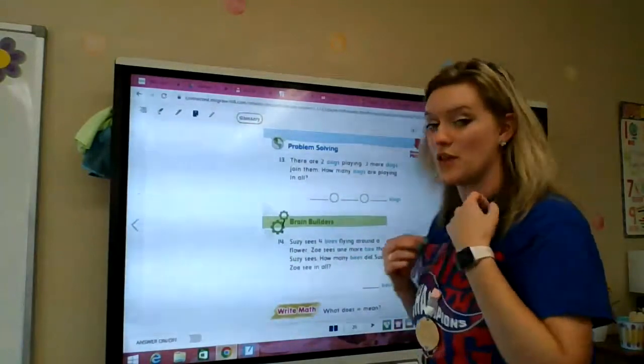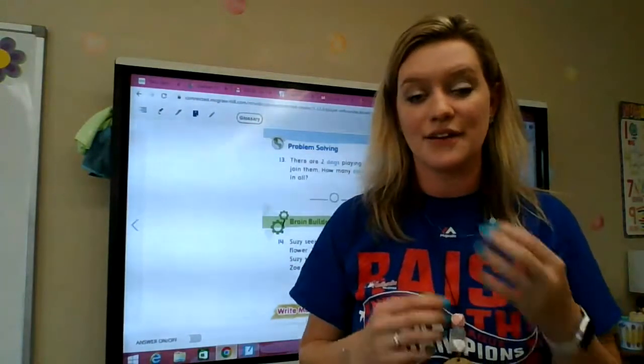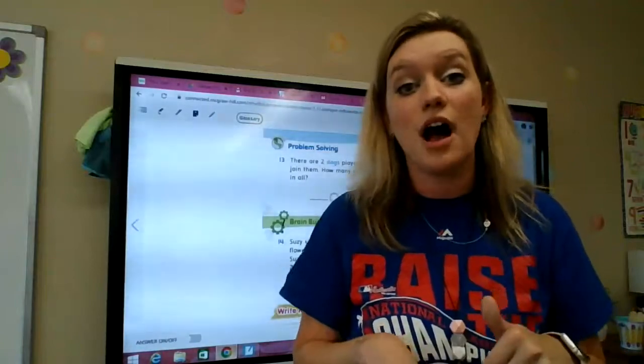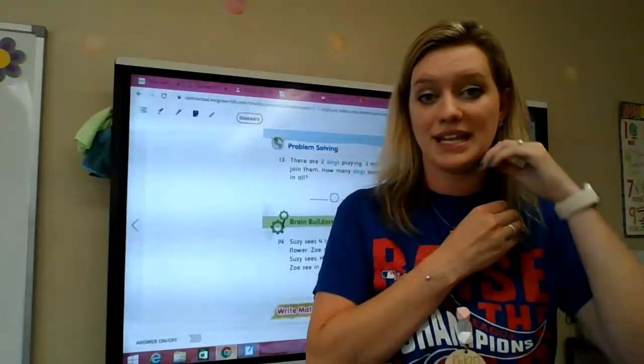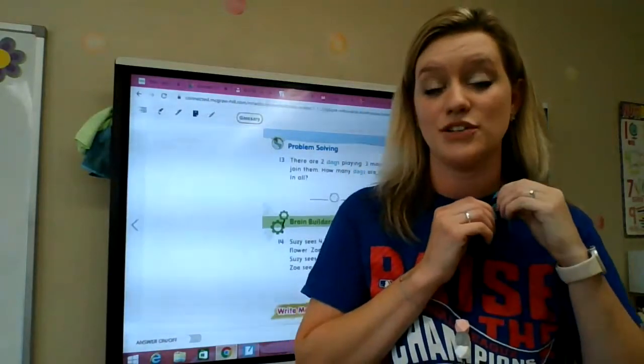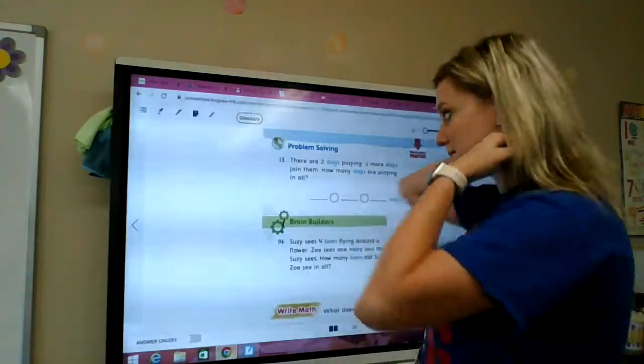All right, so the way that you can message us is, if you're on Seesaw, you put a comment underneath your picture. That's the way that we can see it. Your parents can send us a message to our inbox for us to see.